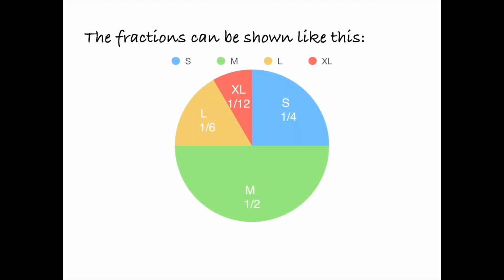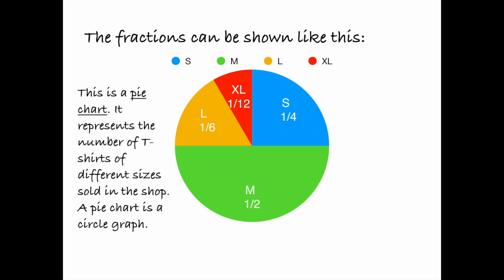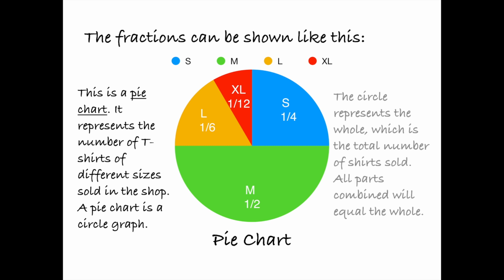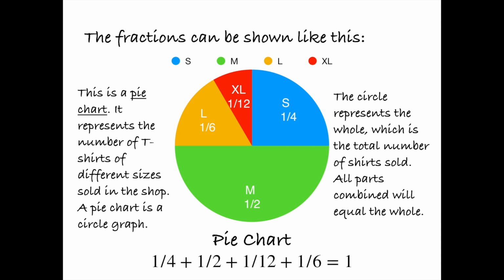The fractions can be shown like this. This is a pie chart. It represents the number of t-shirts of different sizes sold in the shop. A pie chart is a circle graph. The circle represents the whole, which is the total number of shirts sold. All parts combined will equal the whole. 1/4 plus 1/2 plus 1/12 plus 1/6 equals 1.